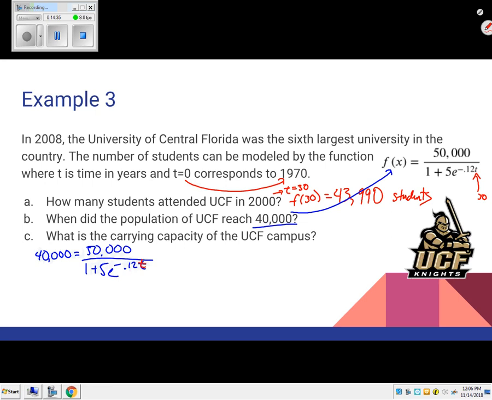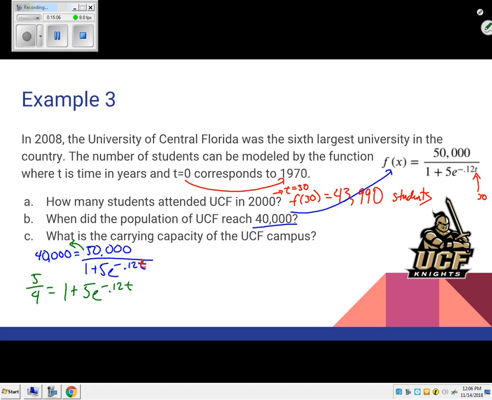Now, if you've had me for a while, you've probably heard my story on moving the hat. I can definitely move the hat on this one and take 50,000 divided by 40,000 and simply get 5/4. And that makes it so the problem looks, oh, so much better. Here we go, 5e to the negative 1.2t.